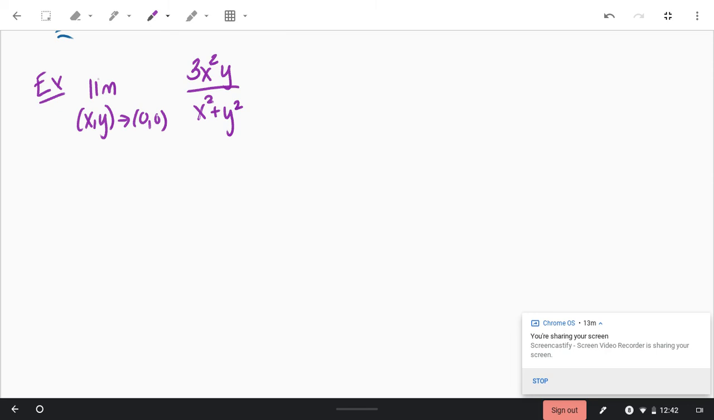Now your book goes into a bunch of stuff with delta epsilon notation. It is a great skill to have if you're going to take more advanced math classes. It's very old school math to be able to prove limits with delta epsilon notation. I'm going to skip over it because you don't need to use it at all in the homework, on the quizzes, or on the tests.